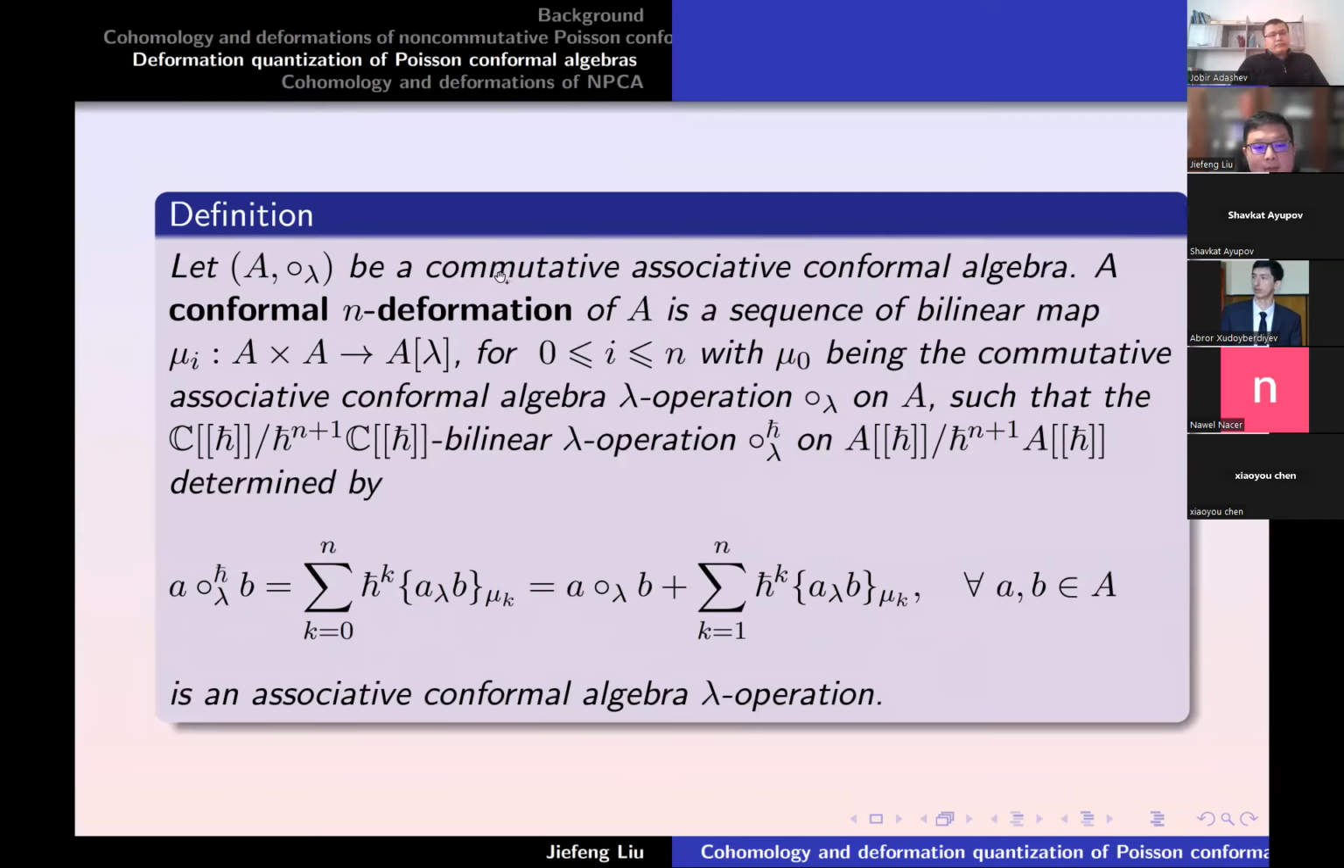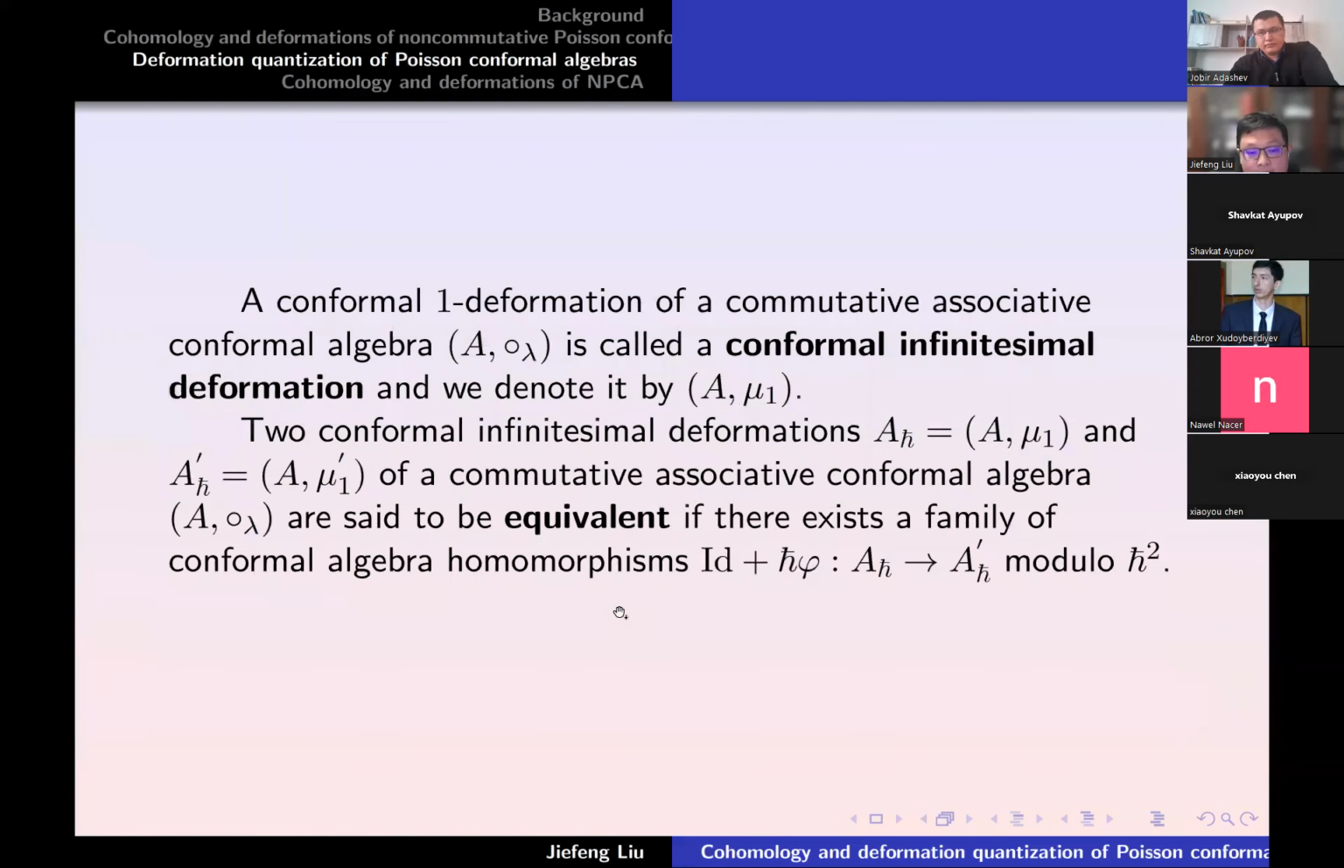Let A be a commutative associative conformal algebra. A conformal N deformation of A is a sequence of bilinear maps mu_i from A cross A to A[lambda], i greater than or equal to 0 and less than or equal to N, with mu_0 being the commutative associative conformal algebra lambda operation, such that this lambda operation determined by this formula is an associative conformal algebra lambda operation. It's very similar to the classical one.